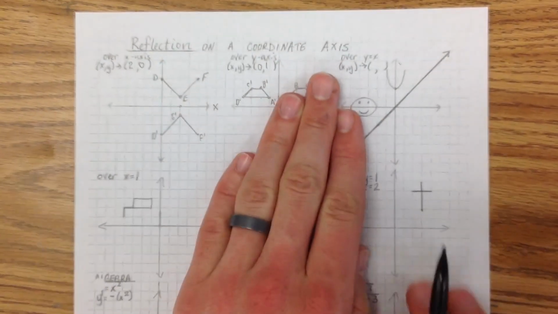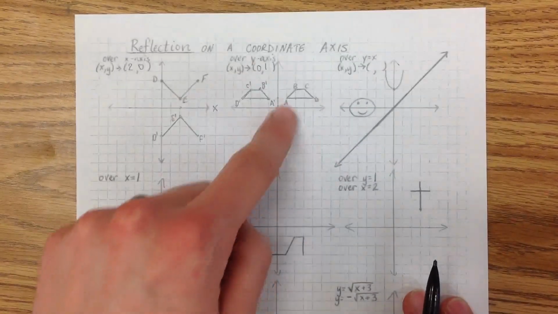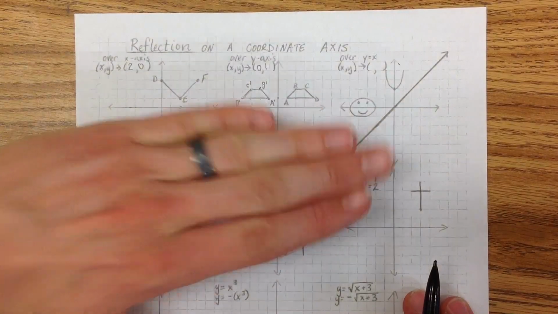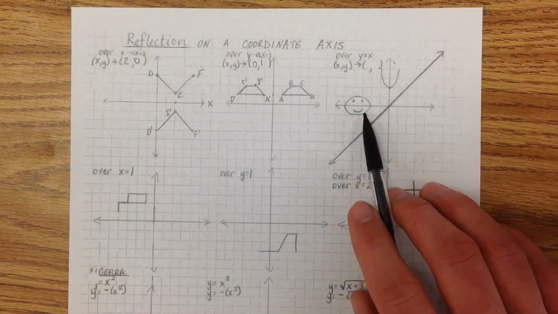Now that shape, the trapezoid, is reflected over the y-axis. If it was reflected over the x-axis, it would be down like this. All right? Let's do the same thing for here.